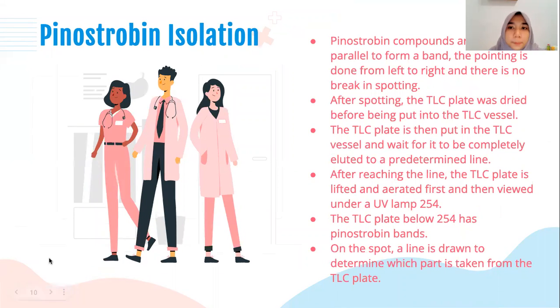The Pinostrobin compounds are spotted parallel to form a band. The spotting is done from left to right, with no break or space in spotting. After spotting, the TLC plate is dried before being put into the TLC vessel.